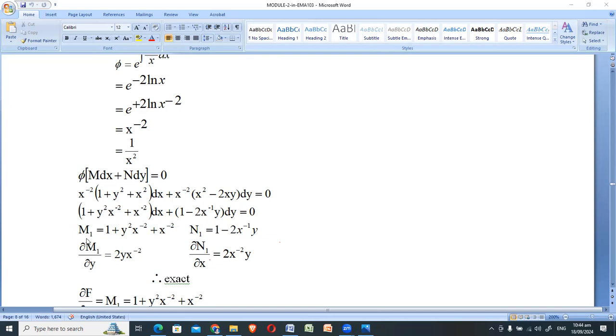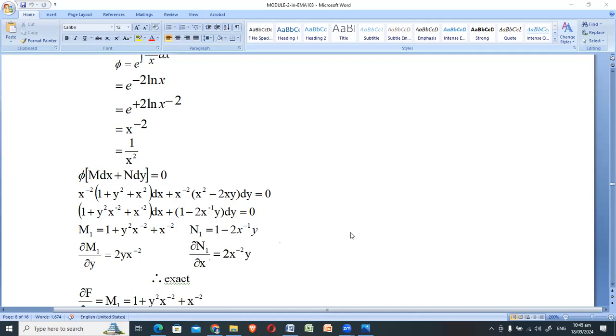So this one, I place already m sub 1 and n sub 1 here because these are not your original m and n. You already altered it by multiplying it by 1 over x squared. So this now will be again partially differentiated just to check whether it's already exact or not. So if you partially differentiate the new m, the m sub 1 with respect to y, this is its partial derivative. And your n with respect to x will have this partial derivative. So they are now made the same. So we say that our DE is exact.